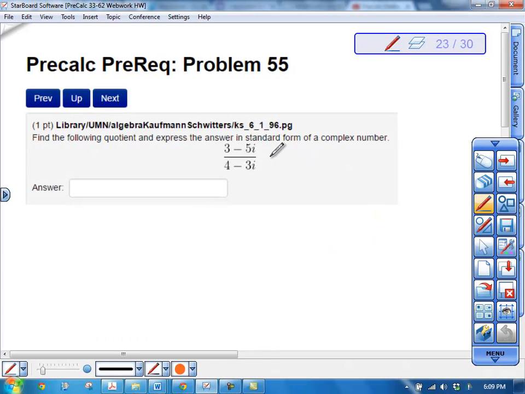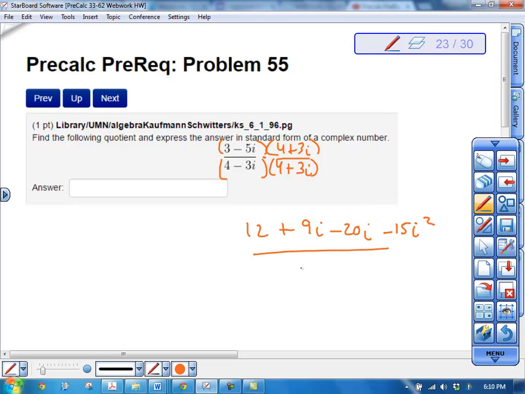Alright, to do this one, what I'm going to do is actually almost like we did with rationalizing the denominator. I'm going to multiply the top and the bottom of this fraction by what's called the complex conjugate, because that gives me a whole number in the bottom. So I'm going to FOIL the top. That gives me 12 plus 9i minus 20i minus 15i squared. And then the bottom, I'm going to get 16 minus 9i squared.